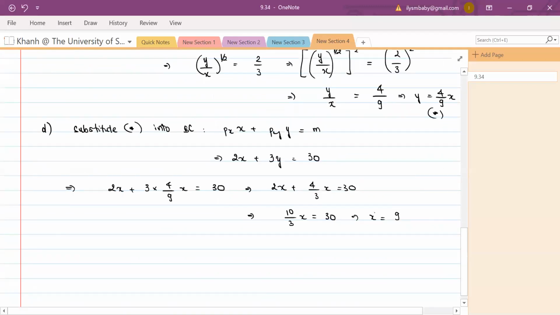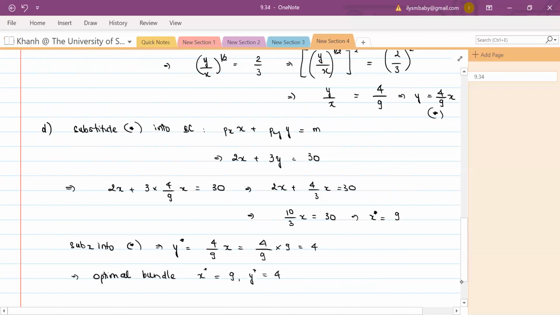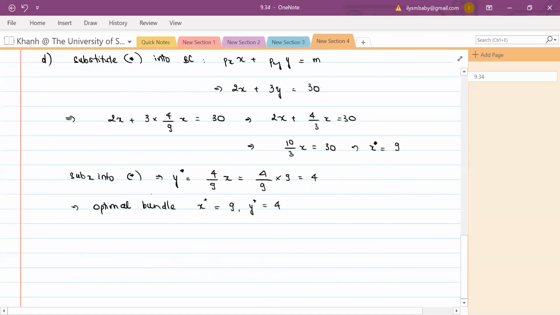So the optimal consumption amount x is 9. If we substitute back into the star equation, y equals 4 on 9x, so 4 on 9 times 9 gives you 4. So x equal to 9 and y equal to 4 is the optimal consumption bundle, which maximizes the utility. And it's asking you to derive the maximum utility the consumer can get from consuming this bundle.